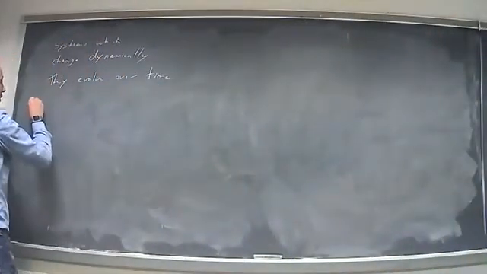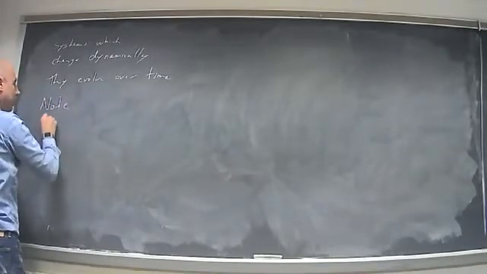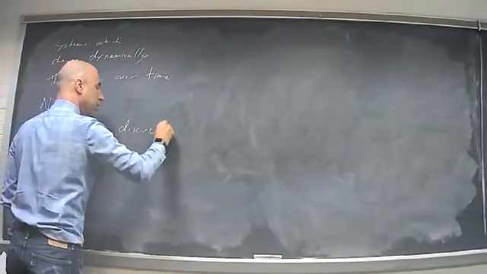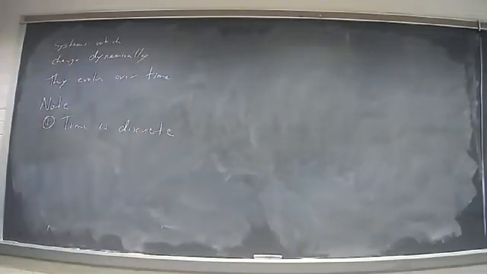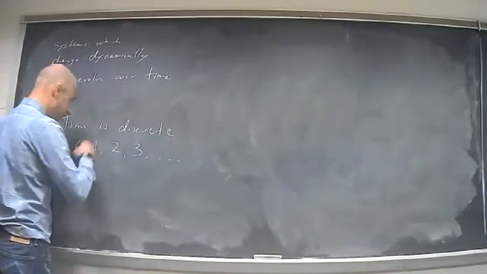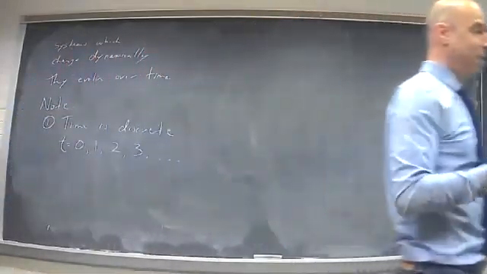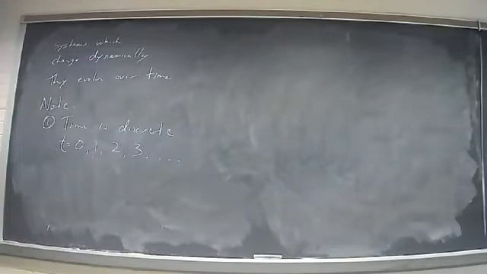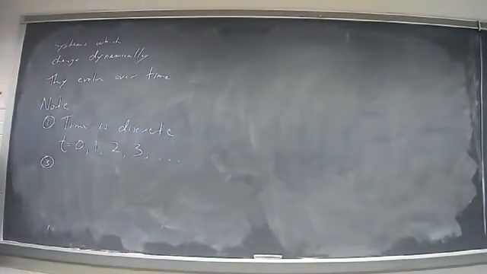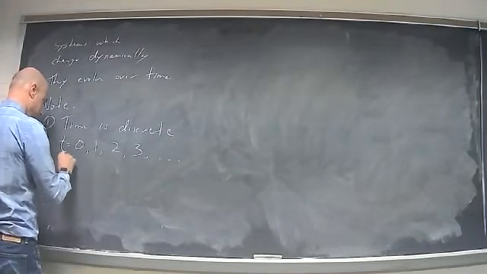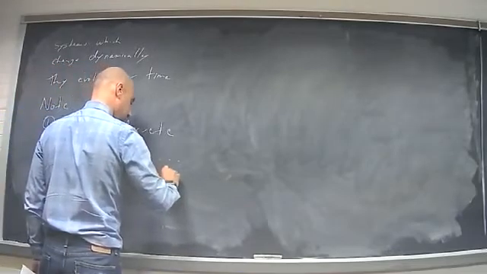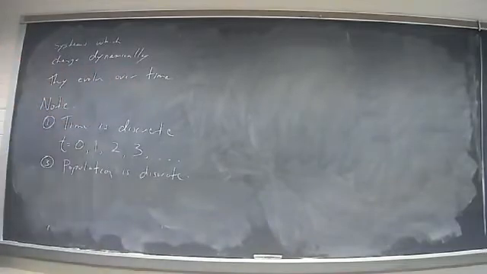Note, time is discrete. T equals time 0, time 1, time 2, time 3. These are discrete numbers. We're not worrying about time 2.5 or time pi. So we're treating time as if it was discrete here. Our populations are discrete. According to this model, the populations are whole numbers.